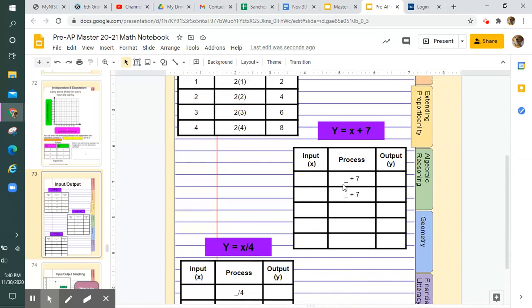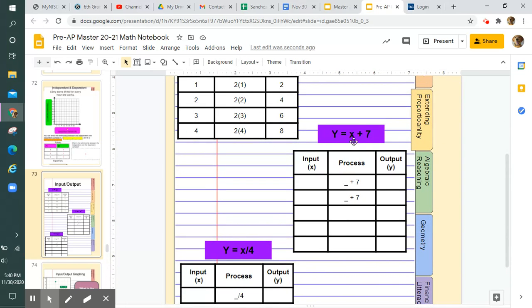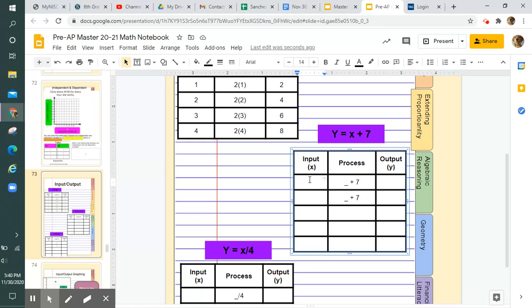Looking at this next one, it is adding. So we're going to do the same thing. When you guys are making these input-output tables, you can pick whatever numbers you want. For me, if I can, I'm going to pick the smaller numbers because they're easier to work with. So again, I'm going to pick 0, 1, 2, 3, and 4, the same numbers we had last time, and we're going to fill it in. So instead of x, we're going to put our x value in this blank right here. So our x value is 0, and 0 plus 7 is going to give us an output of 7.